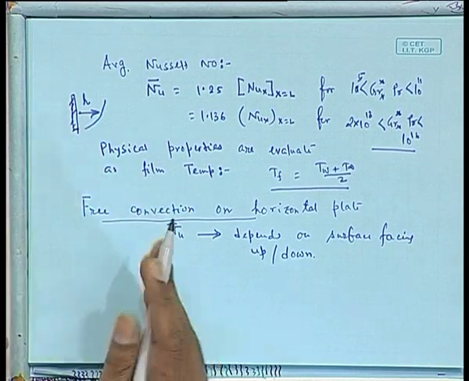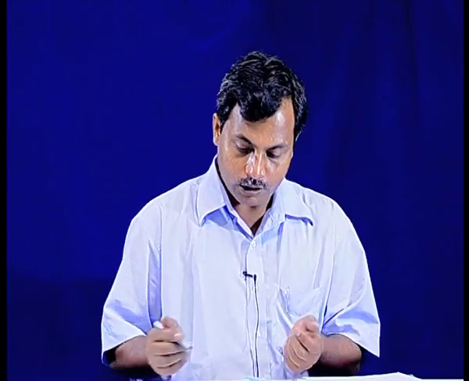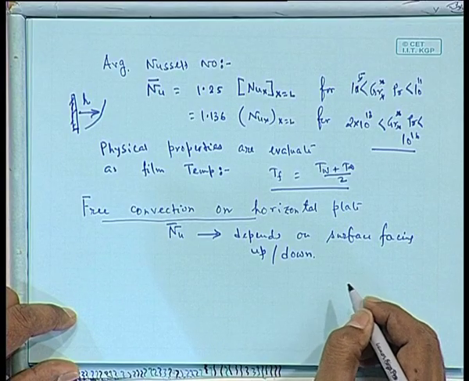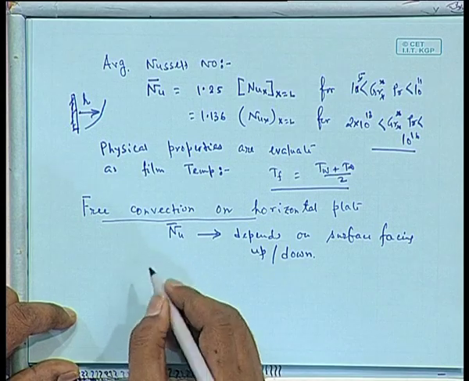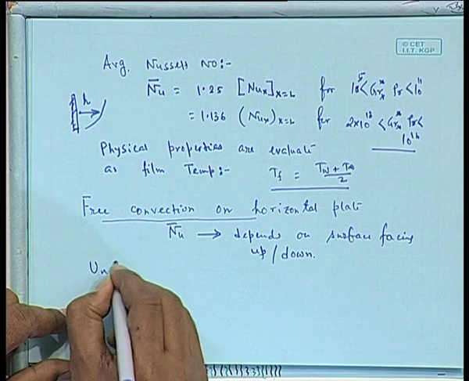If it is not, the same phenomena will be occurring on the other side, and the surface area will be doubled, because the calculation will remain the same. H will remain the same with respect to this surface or the rear surface, only the area will be doubled. So in the case of a horizontal plate, it depends on the surface facing up or down. Okay.